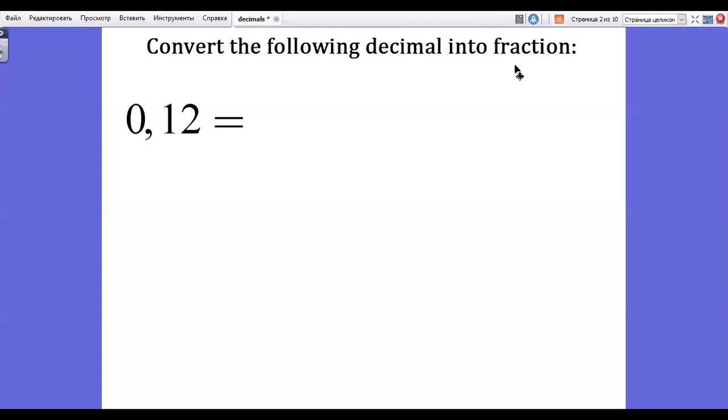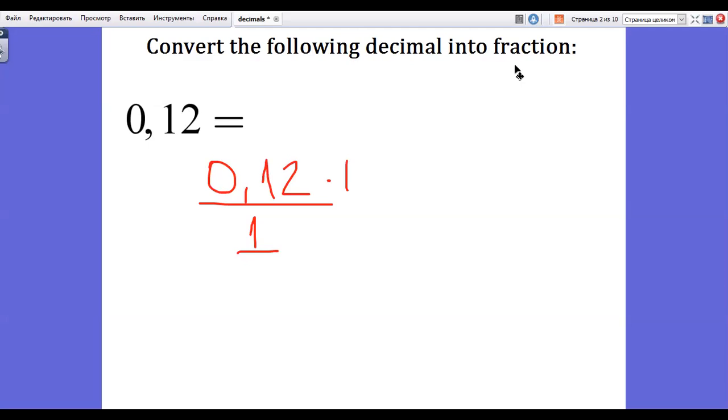Okay, in this example, we are going to convert decimal into fraction, and our decimal is 0.12. To convert it into fraction, firstly, I will write decimal divided by 1. Okay, after let's multiply both top and bottom number by 100, because after decimal points, look, you have 2 numbers, and we need to shift this decimal point to the right 2 spaces.